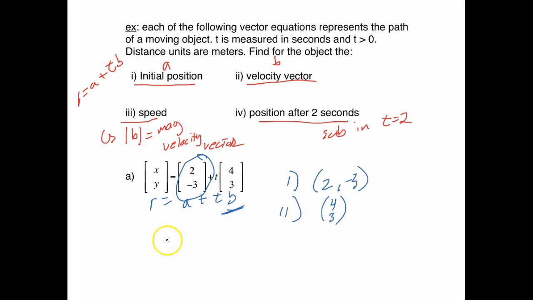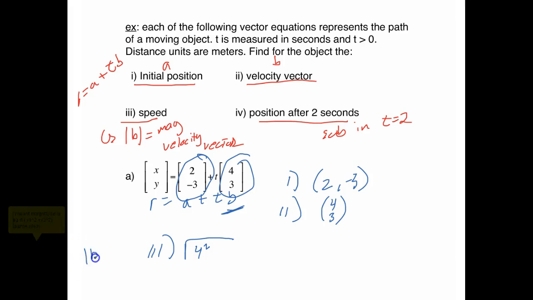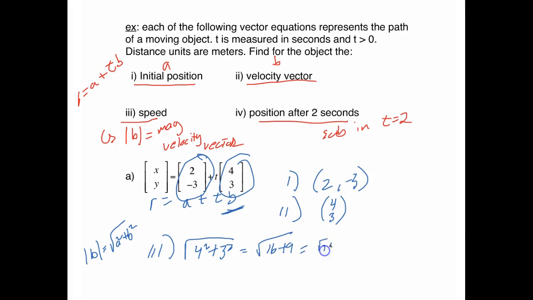The speed. So for number 3, the speed is just the magnitude of the velocity vector. So I have to find the magnitude of this velocity vector using the magnitude formula, which we've been using. Remember, the magnitude formula is this: A squared plus B squared, under a radical. So 4 squared plus 3 squared, which equals 16 plus 9, which is radical 25, which is 5.